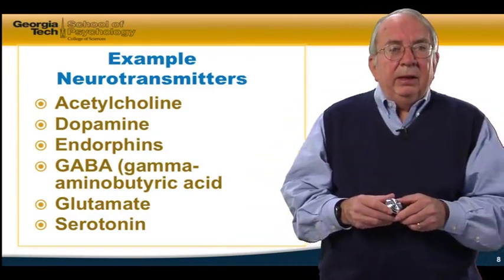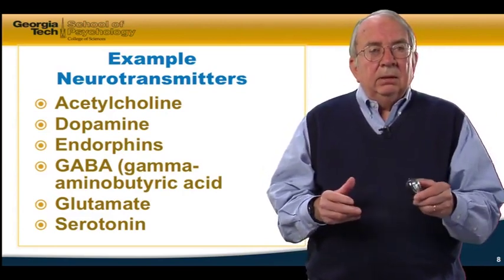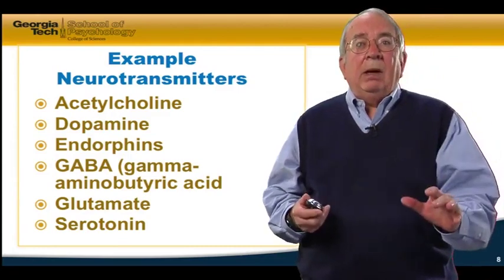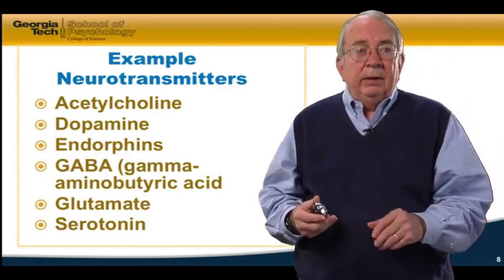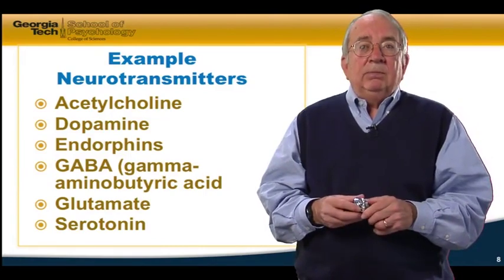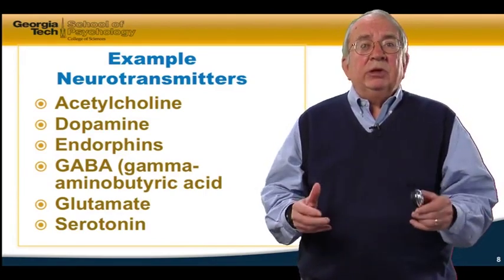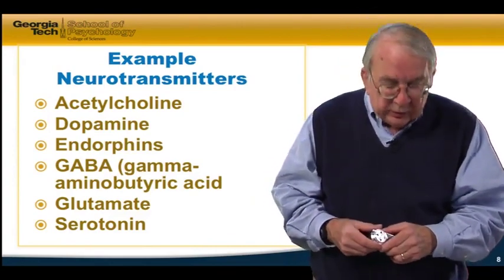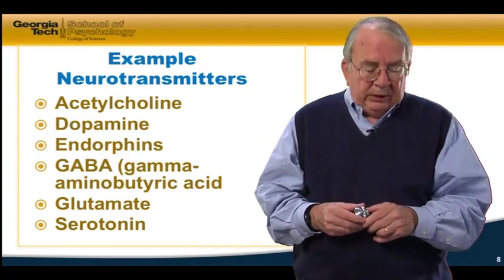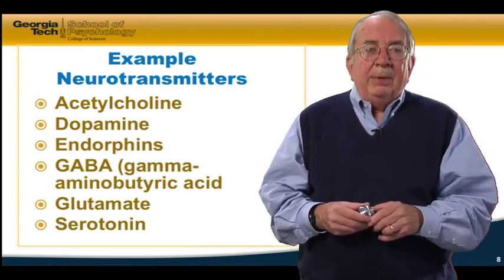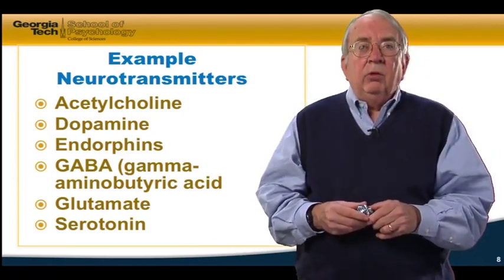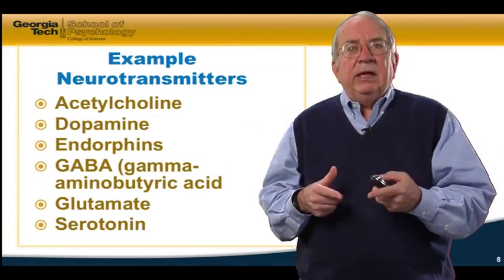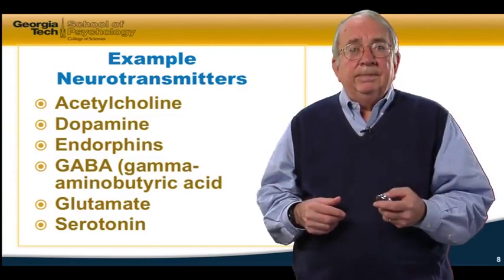GABA is the primary inhibitory transmitter substance that actually reduces the probability of postsynaptic cells even firing. Glutamate is a transmitter substance that's primarily found in the brain. In fact, 90% of the synapses in the brain use glutamate as a transmitter substance. And serotonin is a transmitter substance that's important in mood and appetite, and actually also in aggressive behavior. So different transmitter substances are used by different sets of neurons to do different things.